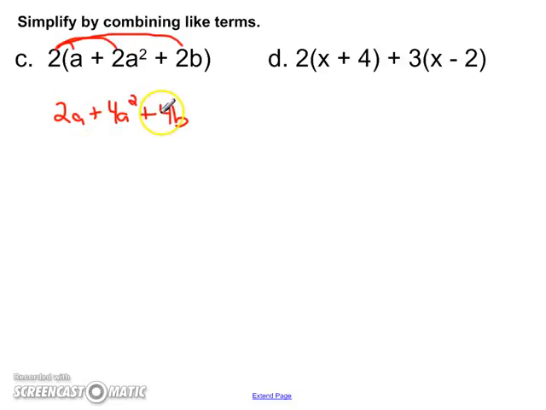Now the order of these three things, again, could be switched around because if I wanted to, oh, I wrote them all together. Well, I could have gone 4a squared plus 2a plus 4b, which is what you'd probably see in a textbook. But anyway, going on. X plus 4, can I do that? No, unlike terms. X minus 2, can I put those together? No, unlike terms, can't put those together.